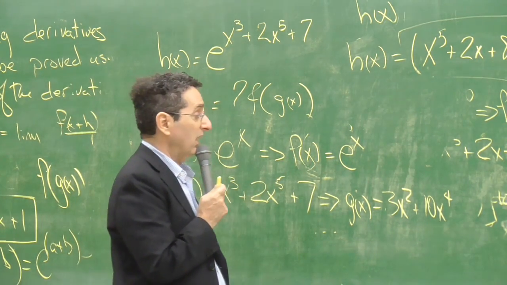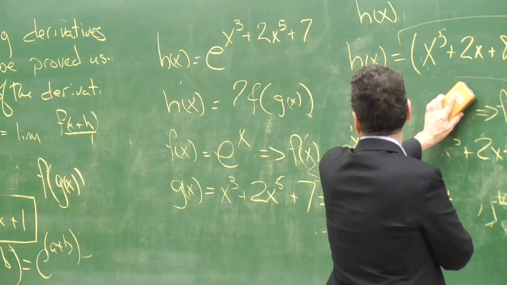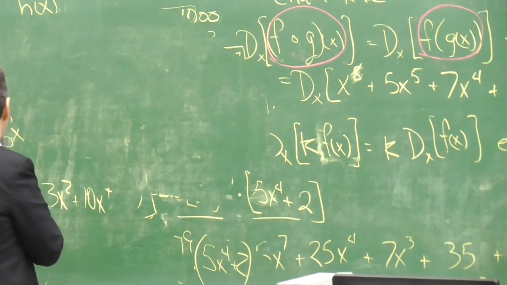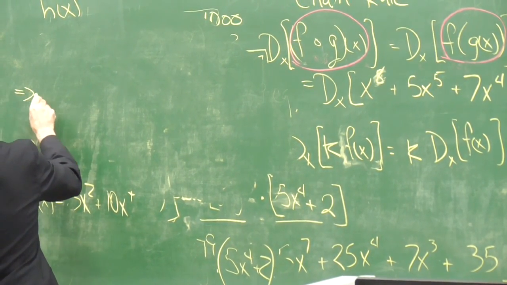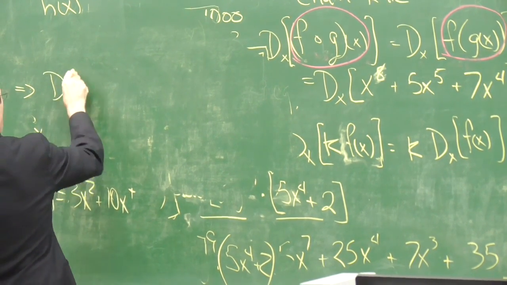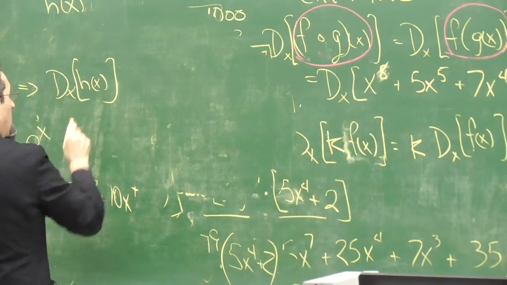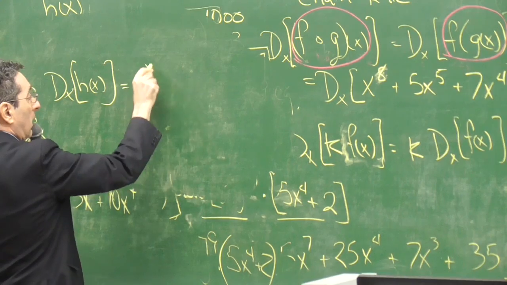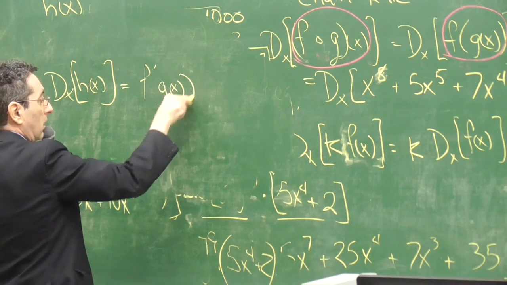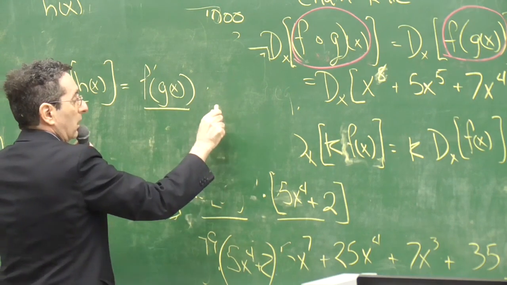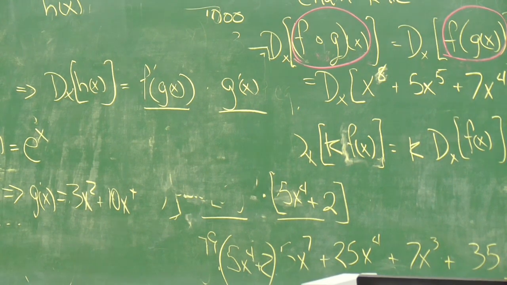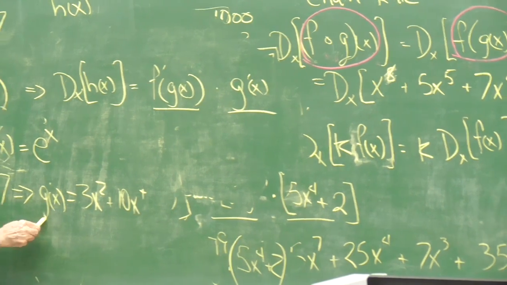Okay, but anyway, the chain rule says that the derivative of h is going to be what we just said, f prime of g times g prime of x, right? Okay, that's the chain rule. We already did g prime, so we can put that here.